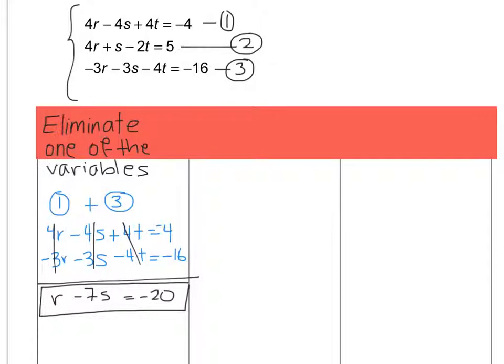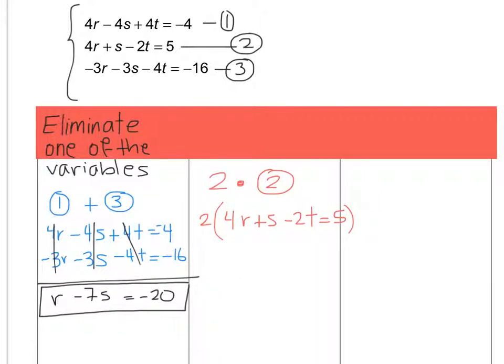So which one can I choose? I can choose 1 and 2. But this is 4t and this is negative 2t. So most likely I need to multiply the second equation by 2 to get this to be a negative 4t. Because then if I add them, they will cancel out. So let's start by multiplying. So 2 times equation 2. Okay? So I'm going to multiply equation 2 by 2. So 2, open parentheses, 4r plus s minus 2t equals 5. I need to multiply each part of this equation by 2.